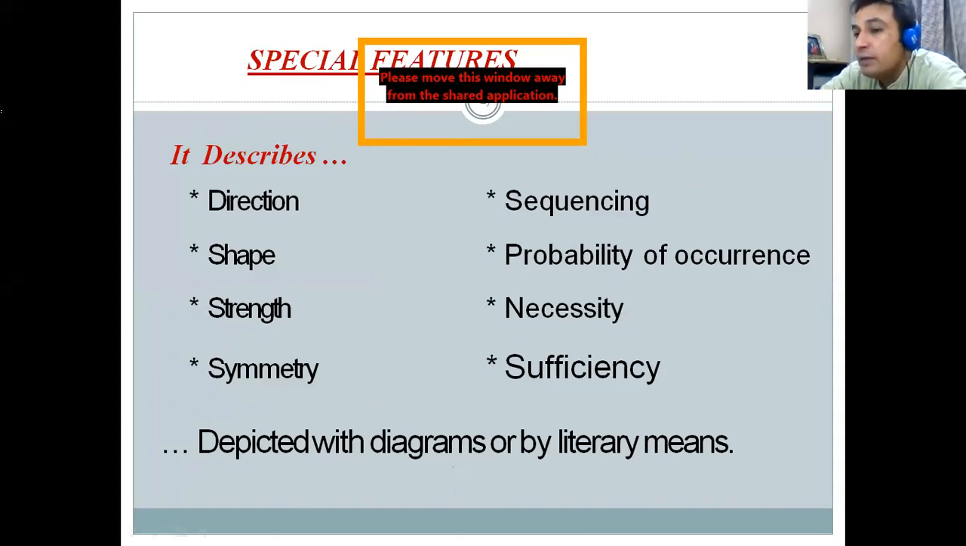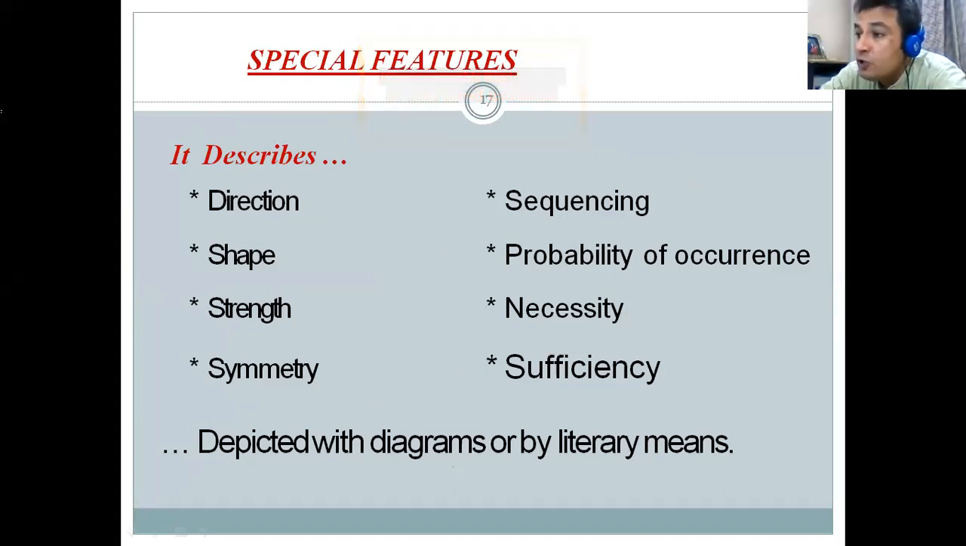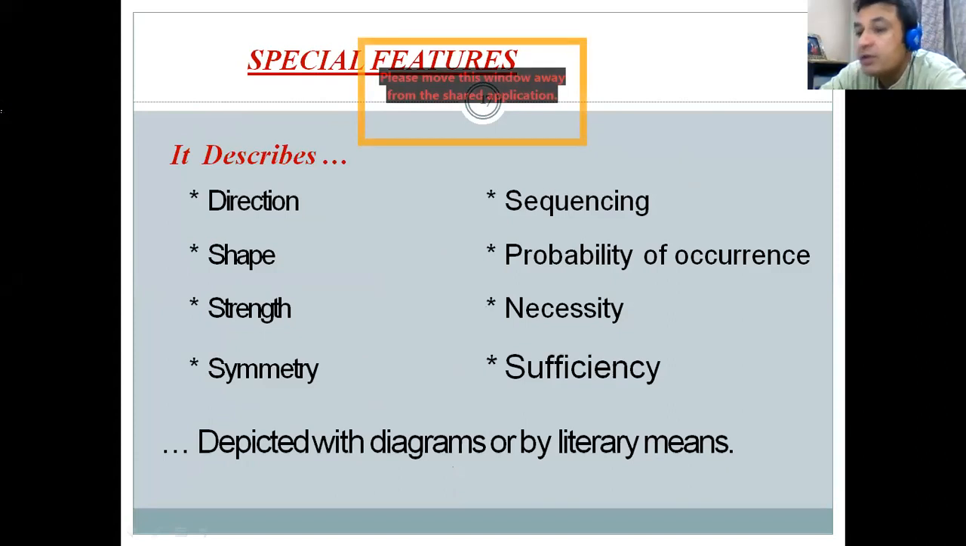So just to sum up, your basic theoretical model should have a direction, very important. With the arrows you have to explain whether A is affecting B or B is affecting A. Then shape, strength. Strength means the predictive strength: how much your model is going to predict the events you have said. That again depends upon the level of significance at which you are testing your assumptions. Then symmetry, sequencing, which I told, the ordering. Then probability of occurrence, again based upon the level of significance, whether this model will occur.